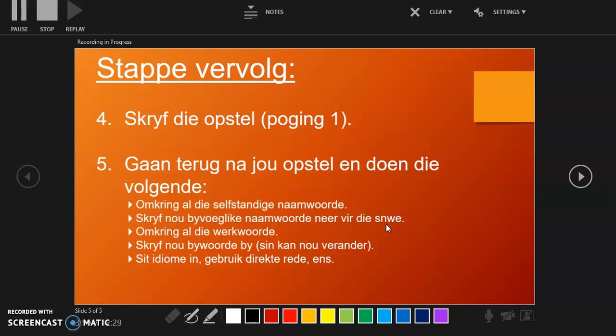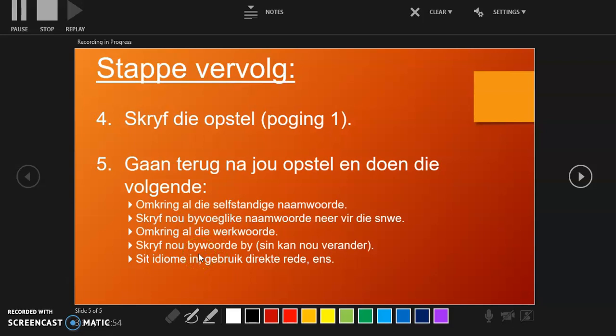Okay, so after doing that, then you do the following. Omkring al die werkwoorde. 'n Werkwoord is 'n aksiewoord. A verb is a do word, an action word. So now you can maybe take another color and then you encircle all the verbs that you have used in your essay.